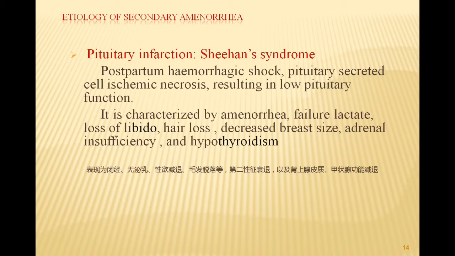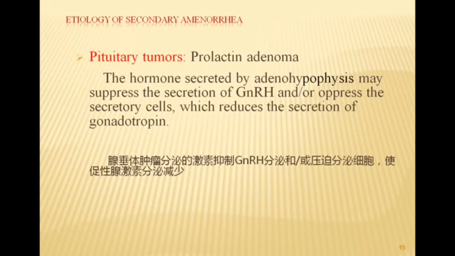When we learned about the complications of labor, do you remember we talked about Sheehan syndrome? That is pituitary dysfunction amenorrhea caused by postpartum hemorrhagic shock. The pituitary secretory cells undergo ischemic necrosis, resulting in low pituitary function. The characteristics of Sheehan syndrome include amenorrhea, failure of lactation, loss of libido, hair loss, decreased breast size, etc. And prolactin adenoma is one type of pituitary tumor that can cause amenorrhea.